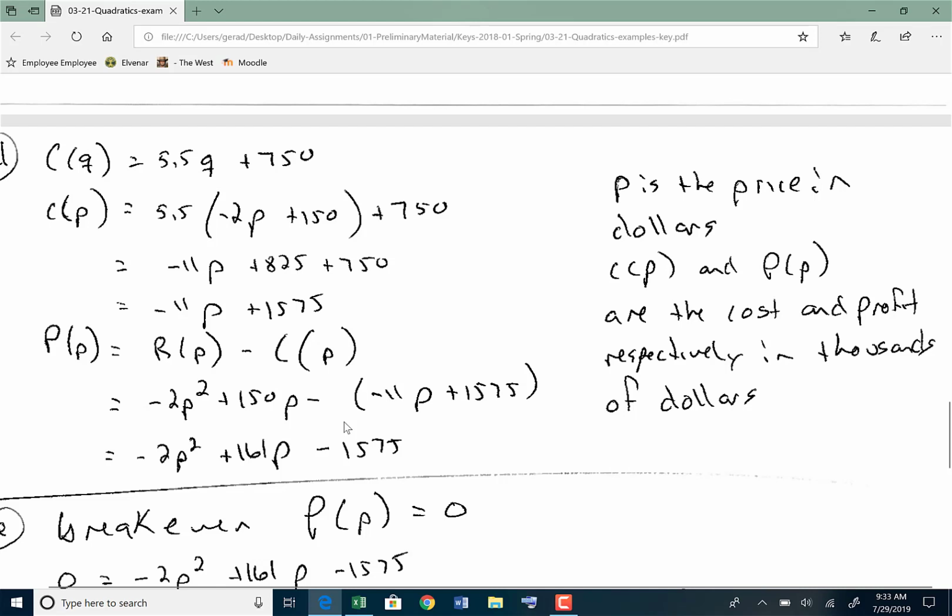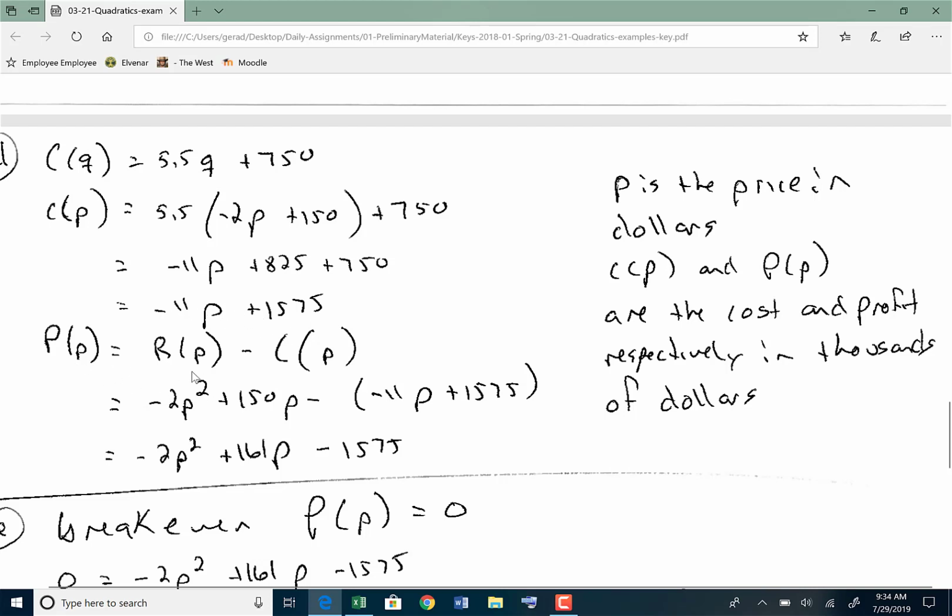Part D: marginal cost is this, and fixed cost is that. So there's my cost equation. Notice that's per unit, per 1,000 units, $5.50. So it's in terms of Q. In order to find the profit function, the variable has to be the same, P. So I have to change my cost function to be in terms of the price. Q is the demand function. I just plug it in there. Distribute, combine like terms. So there's my cost function.